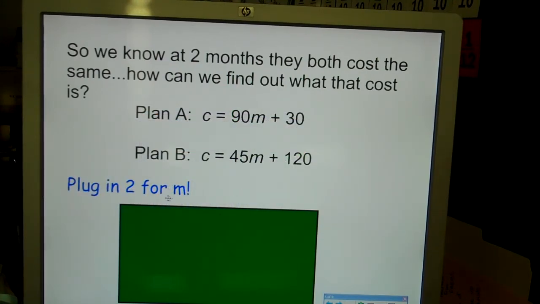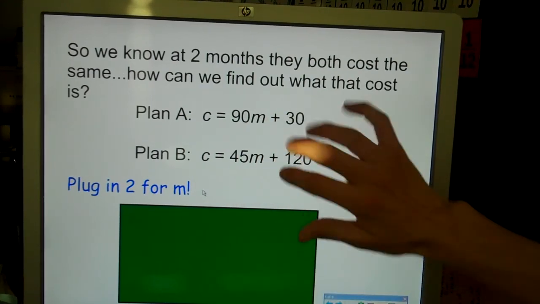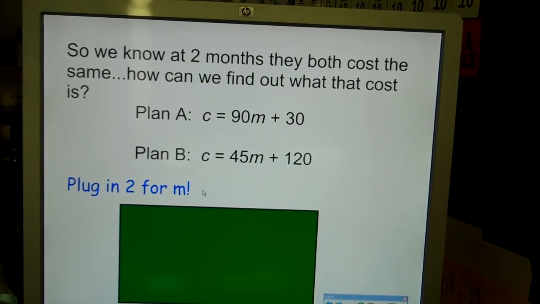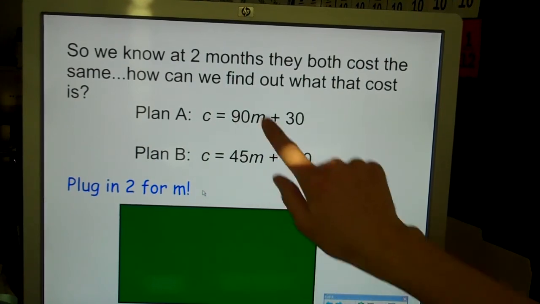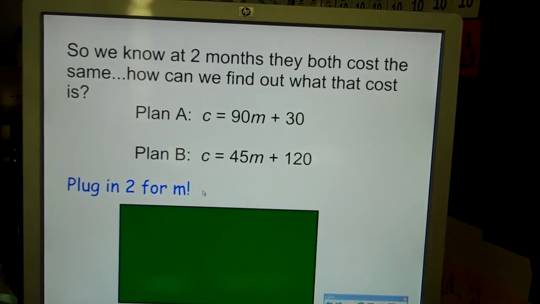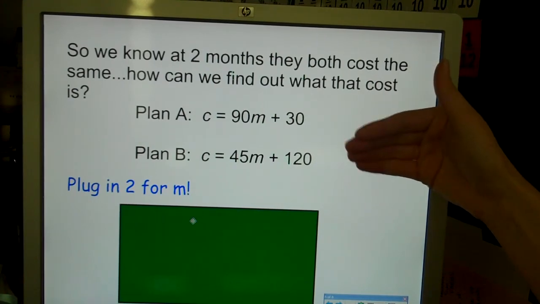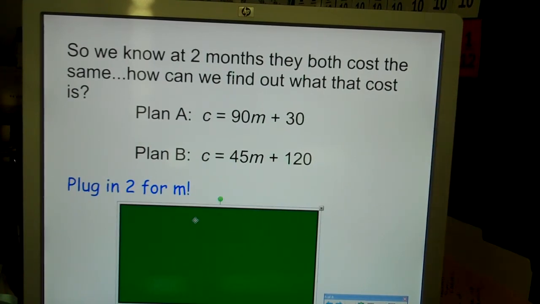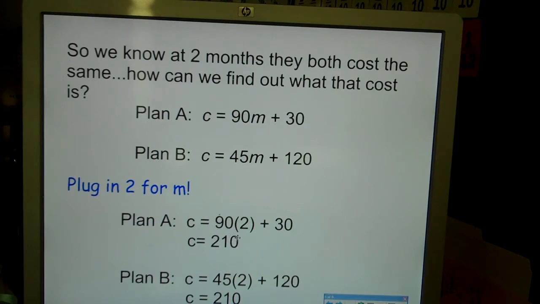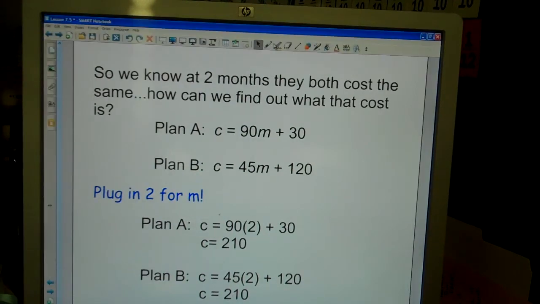We can plug in 2 for M. And honestly, does it matter which one it goes into? No, because they should both be the same. Okay, so I want you to pause, and I want you to actually plug it in to both equations and see what you get. And here you go. You should see that the answer is 210.